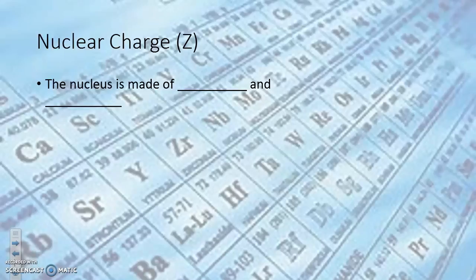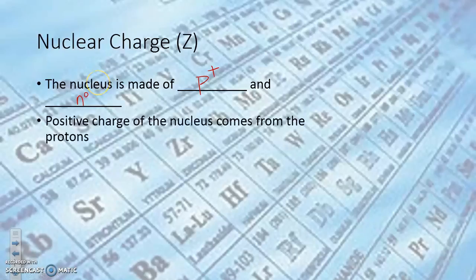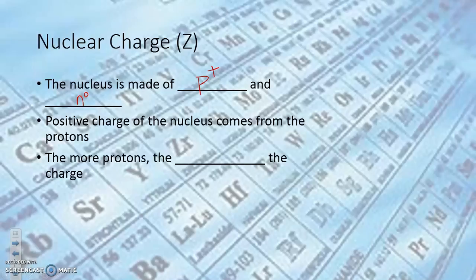Now, we've talked about this. We just haven't called it the nuclear charge. Inside the nucleus, we know that it's made up of protons and neutrons, right? Positive charges and neutral charges. Well, guess what? The positive charge of the nucleus comes from the protons, and that's what we call the nuclear charge. So the more protons, the stronger the charge.